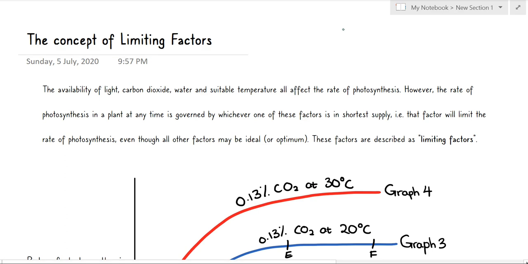Okay, good morning everyone. Today we are going to cover the concept of limiting factors. So to do that, we're going to read up on some of these passages that I have prepared for you. Okay, so let's start off with this.